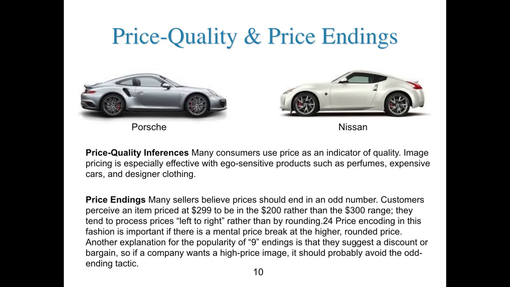We also have price quality and price ending references. Price quality inferences mean that consumers use price as an indicator of quality. So we've talked about that already. We find that this image pricing is very effective with products that tend to be ego boosting, image related, things like expensive cars or clothing, things that are part of what we call the extended self. So things that maybe are part of your identity, things that you wear on your body or display at your home. So the more expensive something is, the better it can make you feel, or you think it's of better quality.